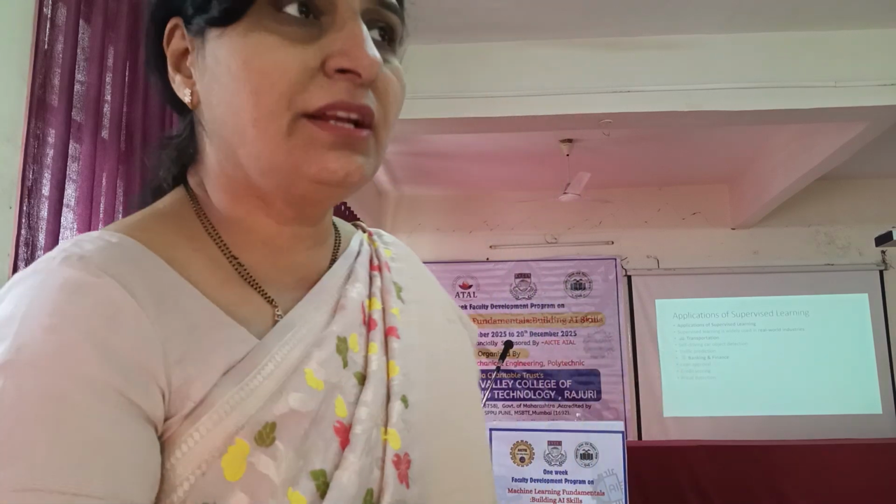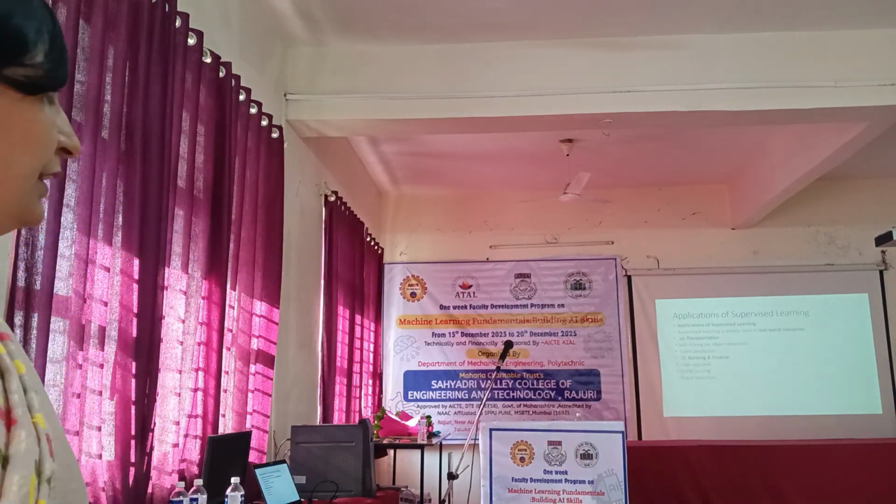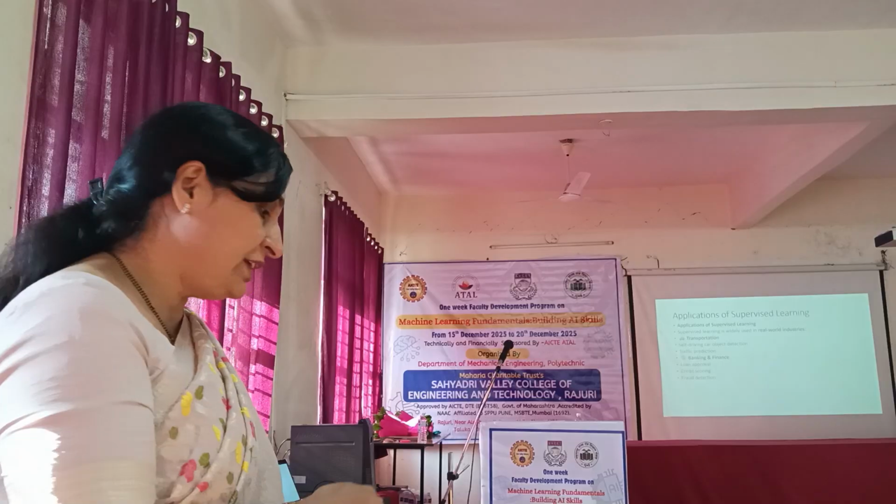CIBIL score means, for example, you are applying a second time for a loan. Whatever your previous history is, whether for every month you paid that particular installment on time or not, the CIBIL score calculation is based on that. If your CIBIL score is good, then only you will get a loan, or the amount of loan will depend on your CIBIL score. So that is nothing but your machine learning algorithm. Then fraud detection.